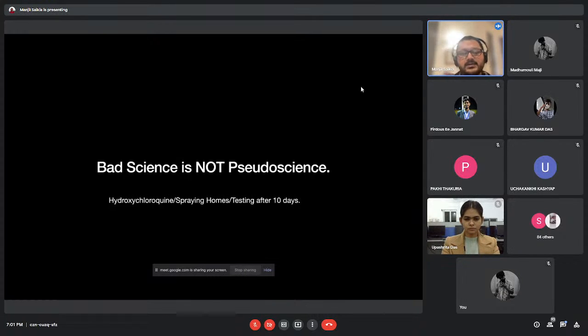Then in India, there was this trend, I don't know if it still exists, of spraying the homes of COVID-positive patients with disinfectant after 15 days, when the virus has no potency at all, and charging money, like 5,000 rupees for each spray or something like that. Then there is this concept of testing after 15 days or 20 days.